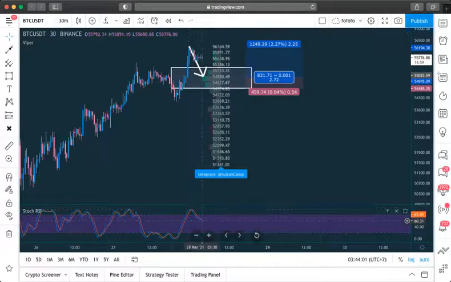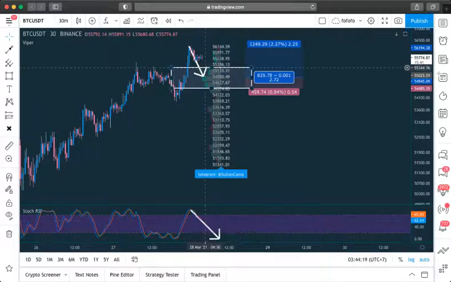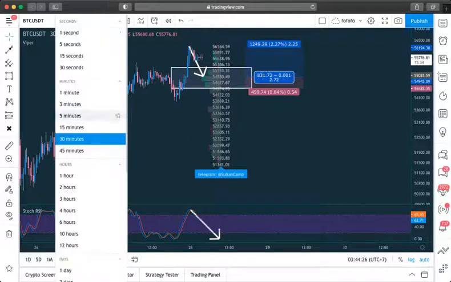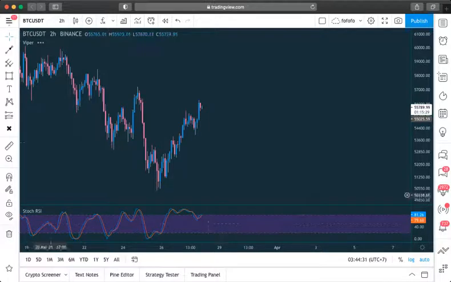With the stochastic RSI, you can see that the direction is going down instead of up. So we can estimate that the current market will have selling activity until it touches the closest bigger support. Then it will rebound up. You can change to 2 hours or a higher time frame, so you can understand where the selling area is.